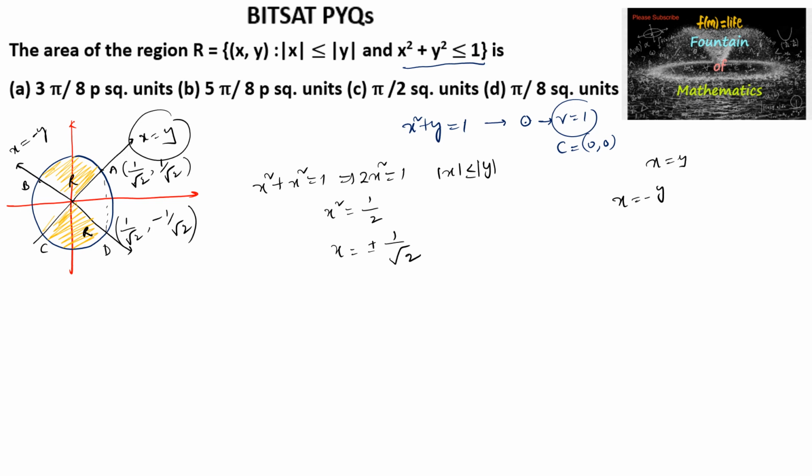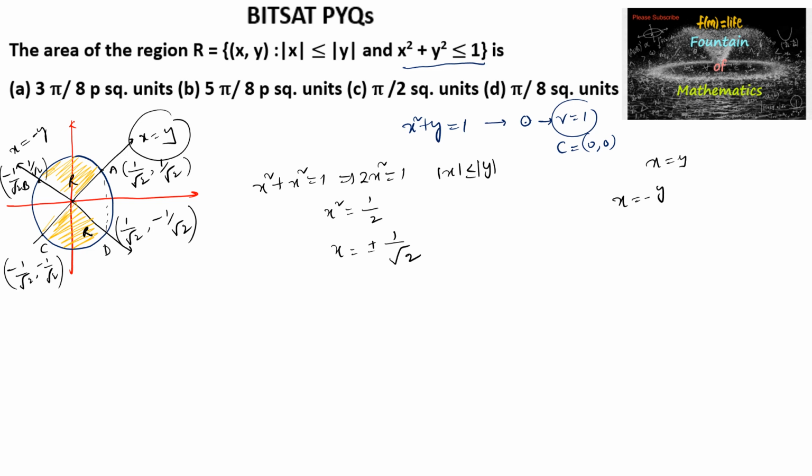And even here we can consider x is equal to negative 1 by root 2. So we take the point minus 1 by root 2 and plus 1 by root 2. And the point C here, both are negative, minus 1 by root 2, minus 1 by root 2. So this is how we got the 4 coordinates, the points of intersection.